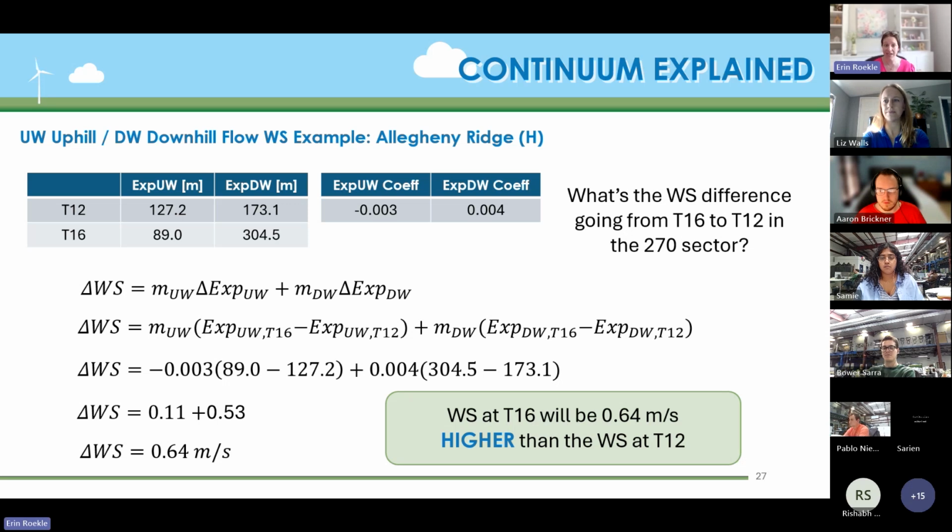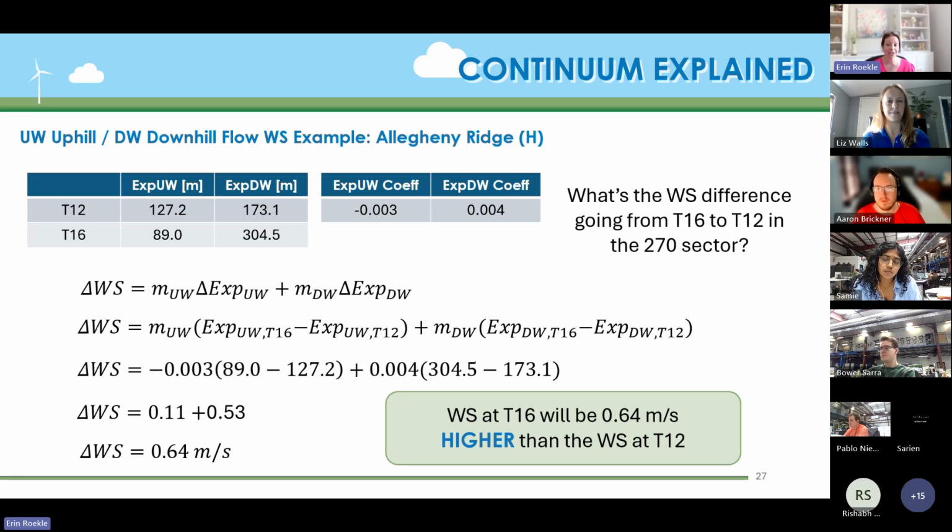We have everything that we need, and we can see what the change of wind speed is. So we're just expanding things out, and we start plugging in those numbers, and we end up with a change of wind speed of 0.64 meters per second. So what that means is that the wind speed at T16 is going to be 0.64 meters per second higher than the wind speed at T12.